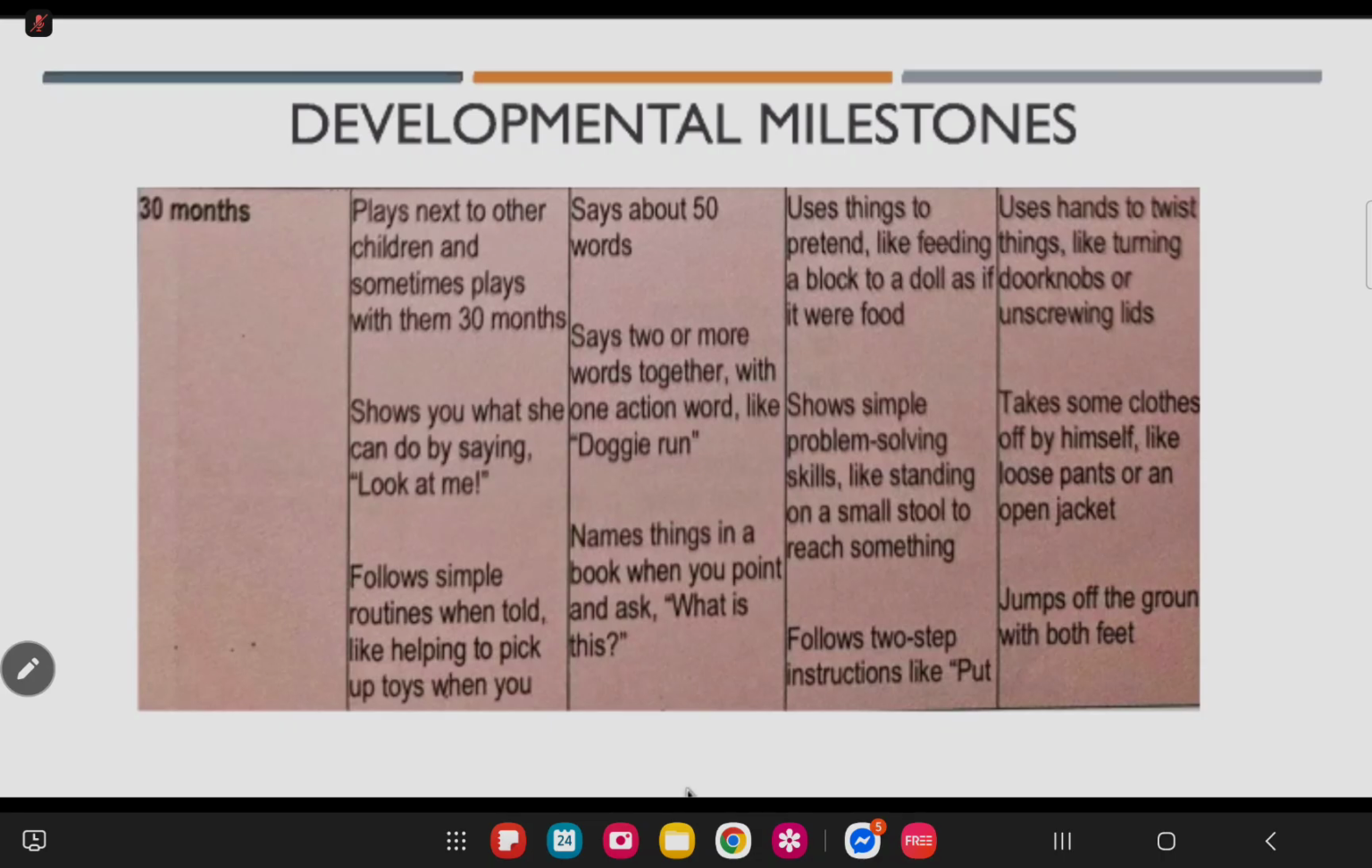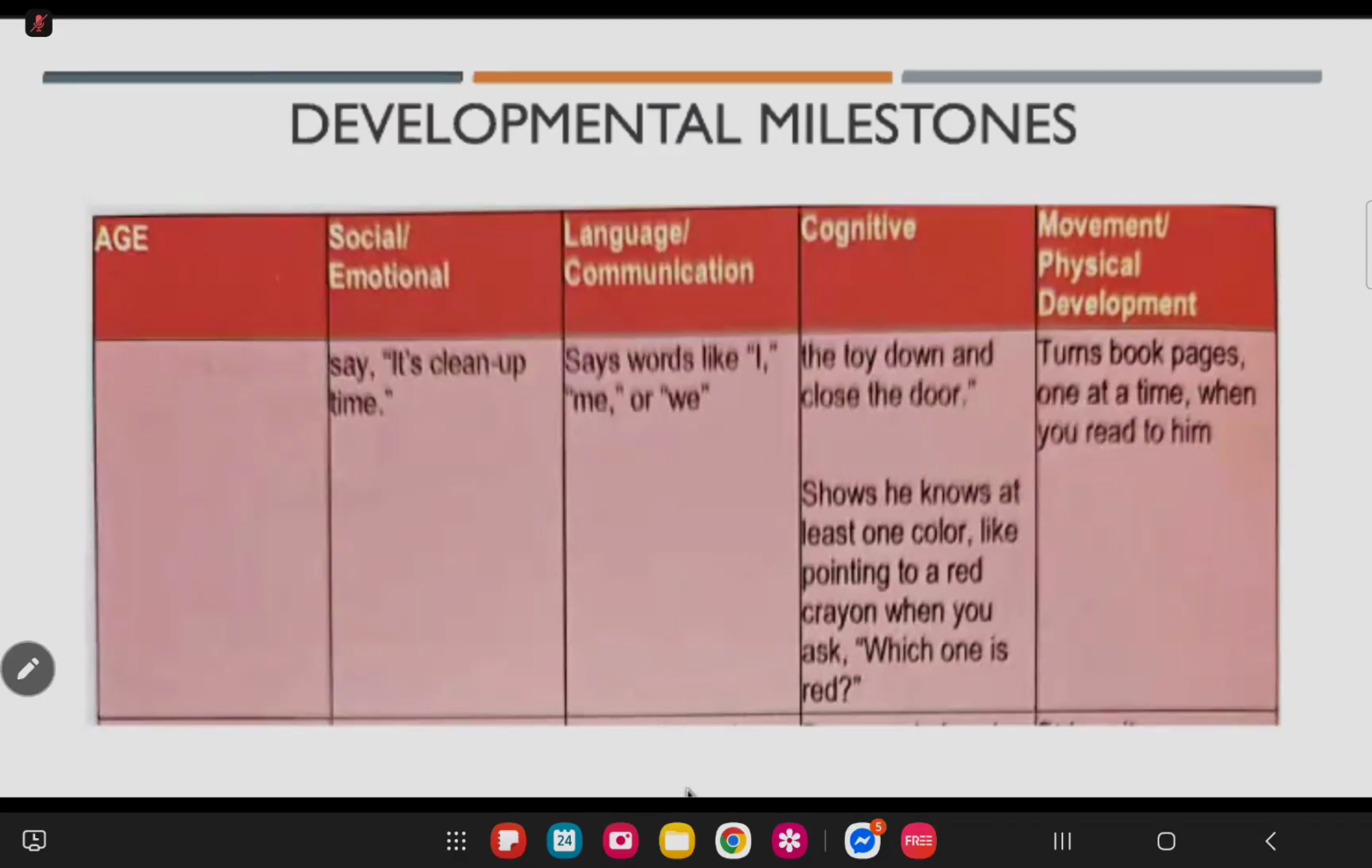Okay? They also show simple problem solving skills, like standing on a stool or getting a chair to reach something. It's very basic. They also follow two-step instructions, like put the toy down and then come eat, like that. So they follow those kinds of instructions. They also take some of their clothes off. They take their pants off. They know how to take the diaper off.